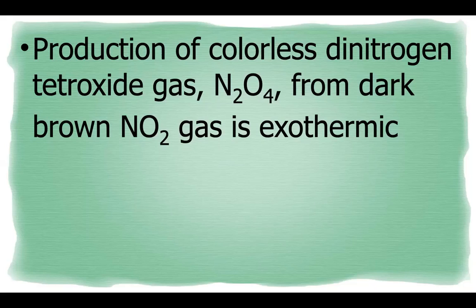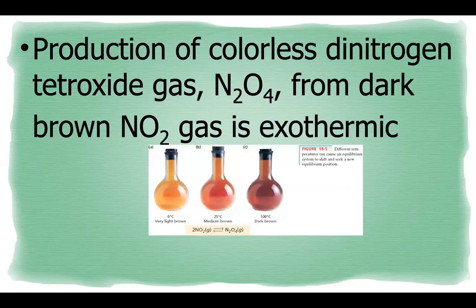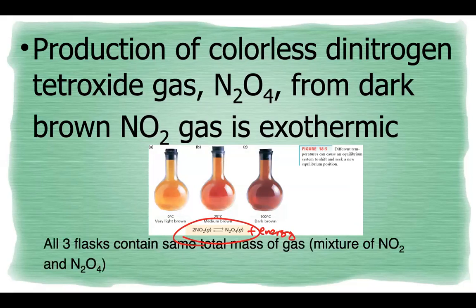Another example, the production of colorless dinitrogen tetroxide gas, N2O4, from dark brown nitrogen dioxide gas is exothermic. Okay, so here's our reaction. And it's exothermic, so we're going to have energy on the right-hand side. So all 3 flasks, because they are closed systems, contain the same total mass of gas. It's just going to be in different amounts of NO2 and N2O4.